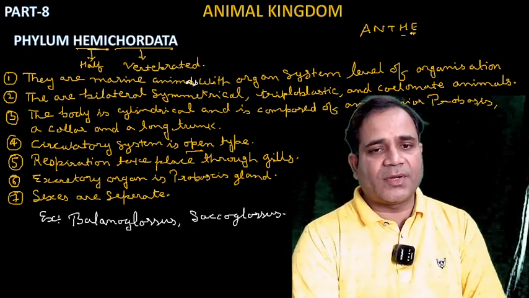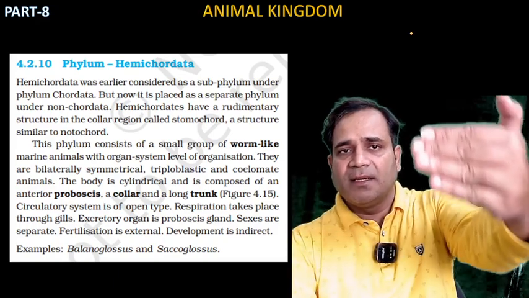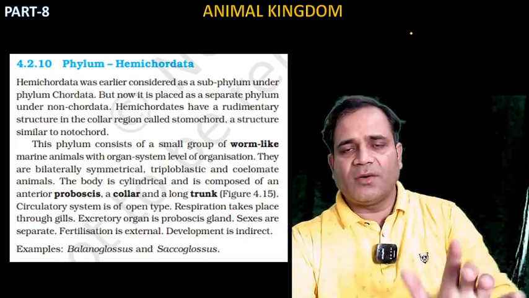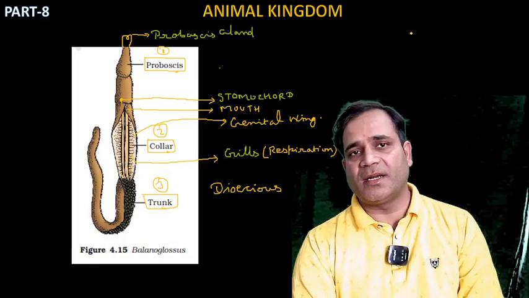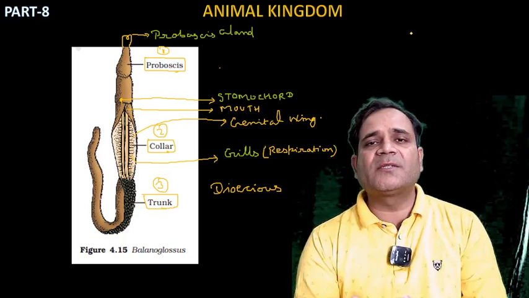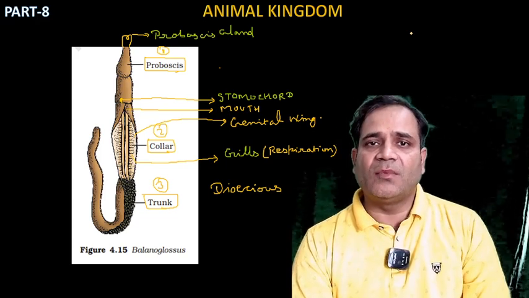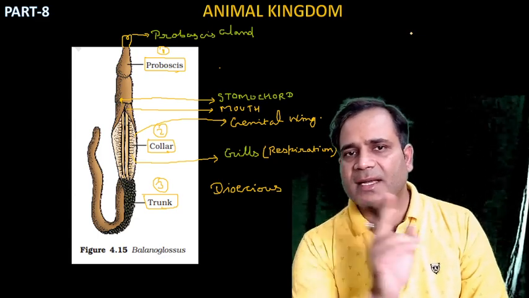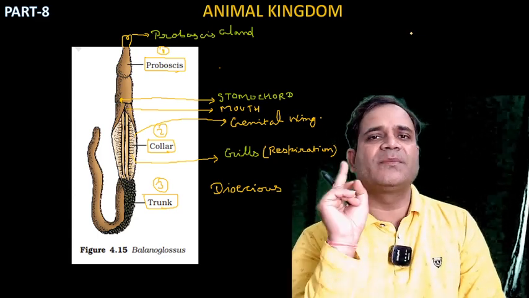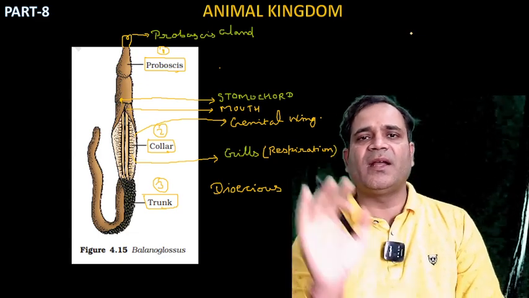The excretory organ is the proboscis gland, my dear. Respiration takes place with the help of gills. Sexes are separate. This is the content written in your NCERT, and this is the diagram of Hemichordata. In the next part, part 9, I will tell you about the phylum Chordata and all the classes. That is the last part of the animal kingdom, where I will discuss everything written about phylum Chordata.